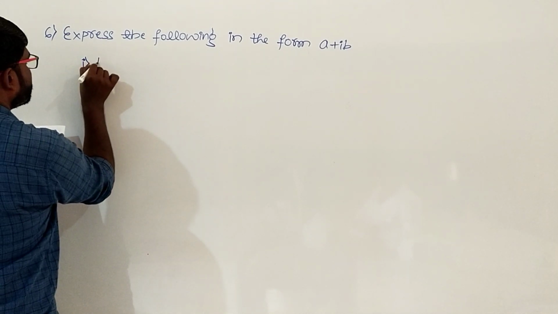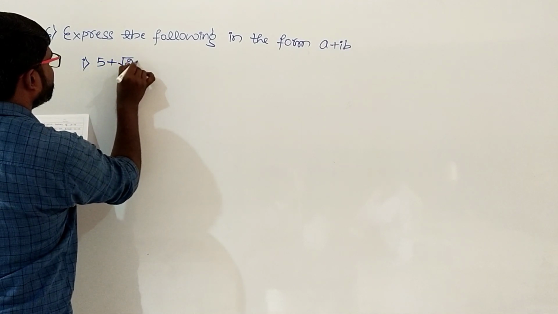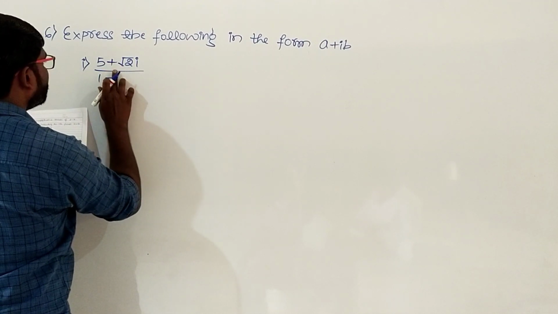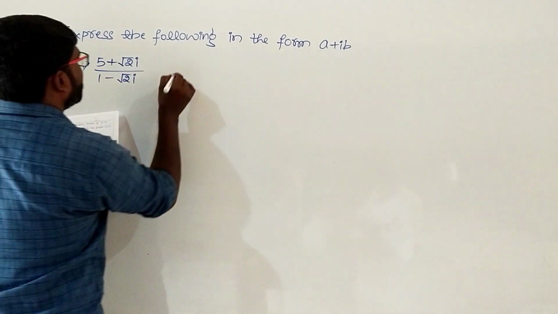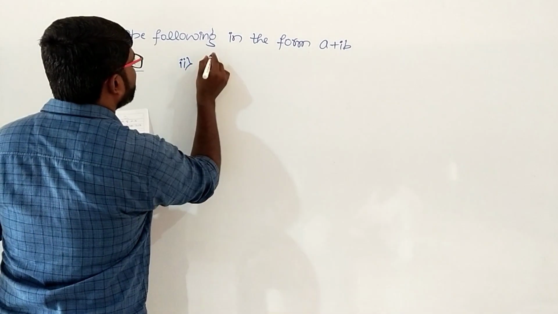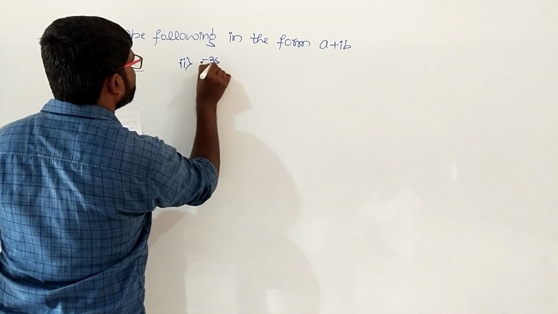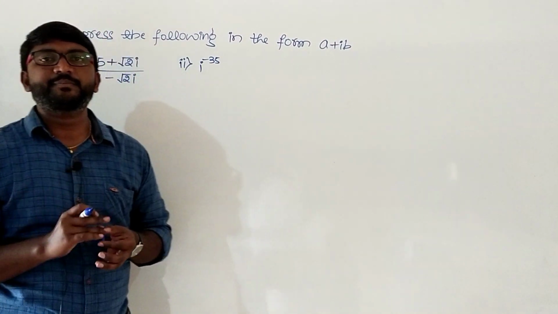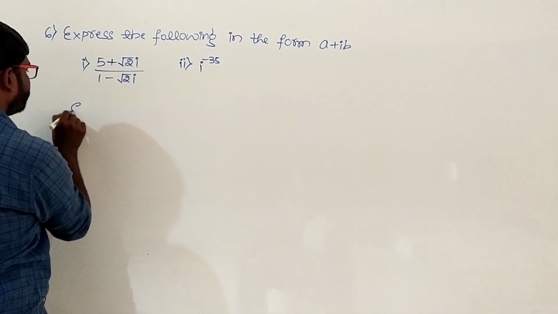Roman number 1, it is 5 plus root 2i divided by 1 minus root 2i, and then Roman number 2, it is i to the power minus 35. i raised to minus 35. So here he has given 2 complex numbers, and we have to express them in the form of a plus ib. So let me solve the first one.